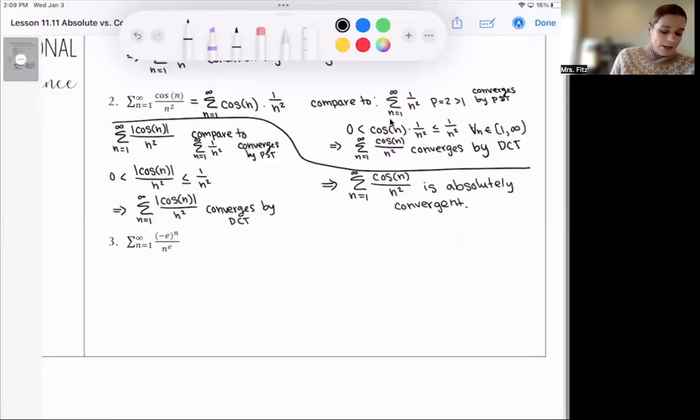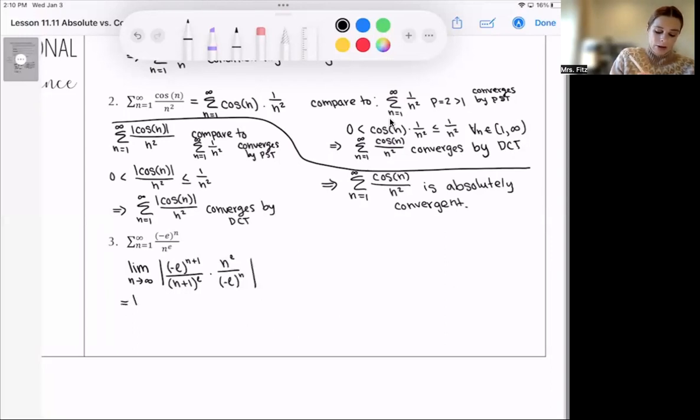Okay, last one, we have the sum from n equals 1 to infinity of negative e to the n over n to the e. Okay, this one I would definitely choose ratio test to show the original convergence or divergence. So let's start there. The limit as n approaches infinity of the absolute value of negative e to the n plus 1 over n plus 1 to the e times the reciprocal of the original, n to the e over negative e to the n.